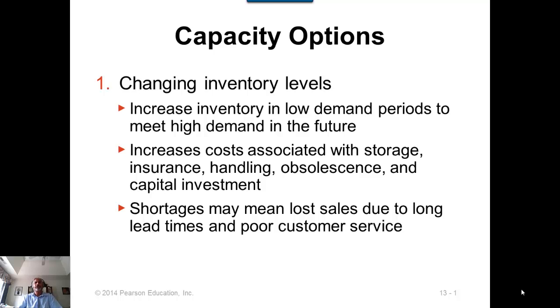Now let's look at some of those approaches that we talked about in the previous video. We're going to first discuss what are called capacity options. Capacity options are ones that as a production manager we can control.